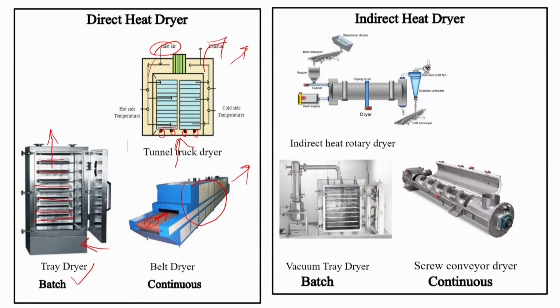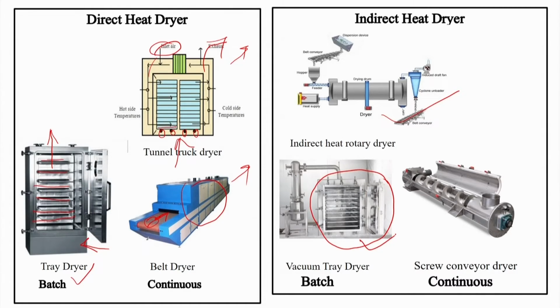In the case of indirect dryers, one is the rotary dryer. Then there is the vacuum tray dryer: the tray dryer, but with a vacuum created, so at low temperature and pressure some drying also takes place in the batch process.